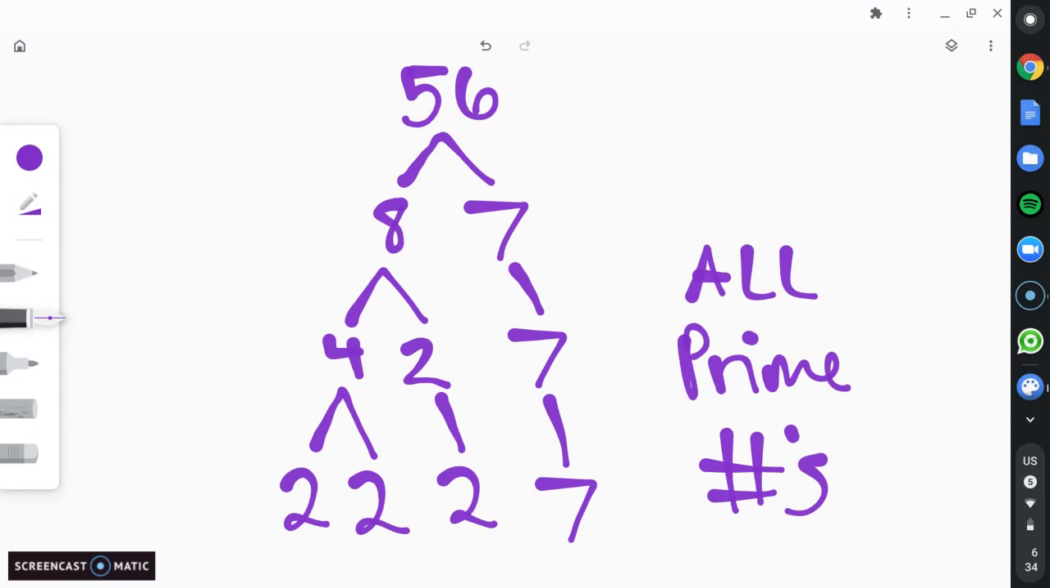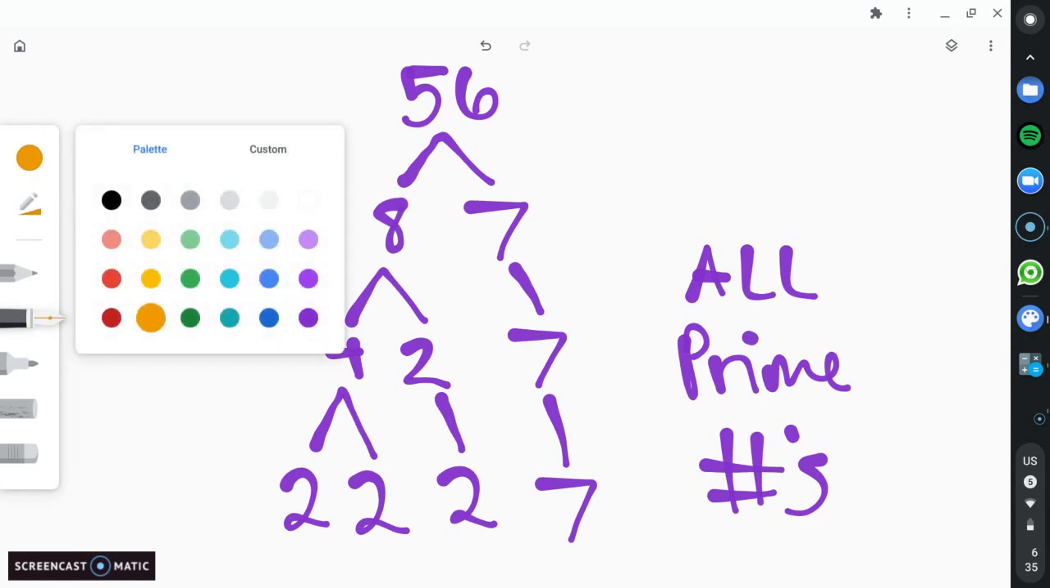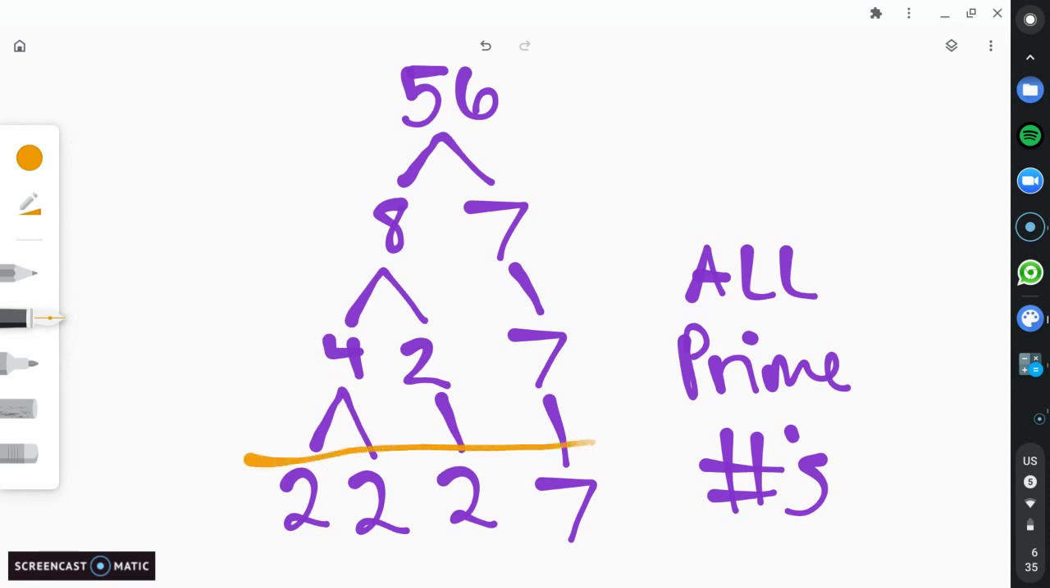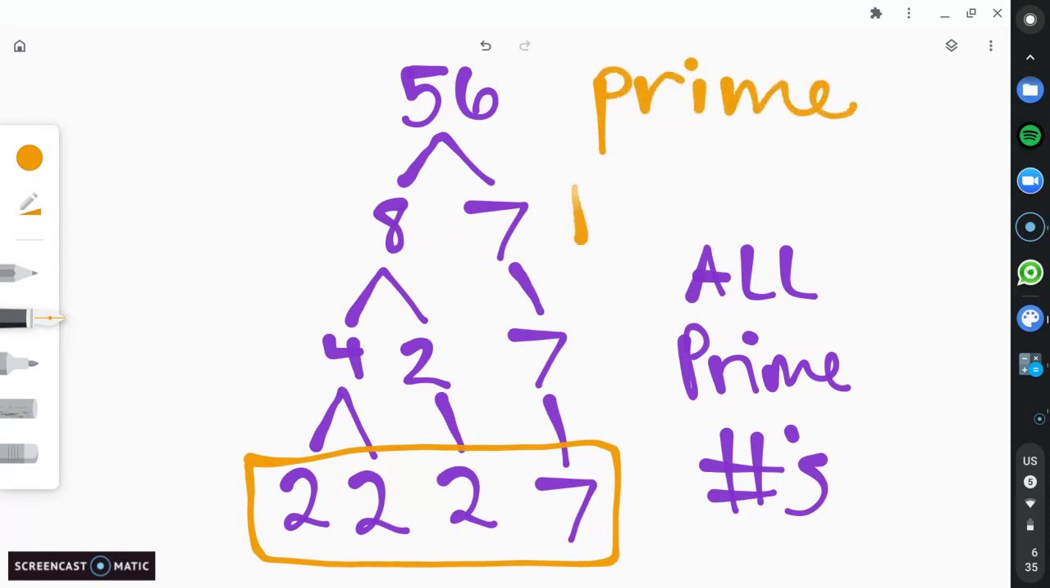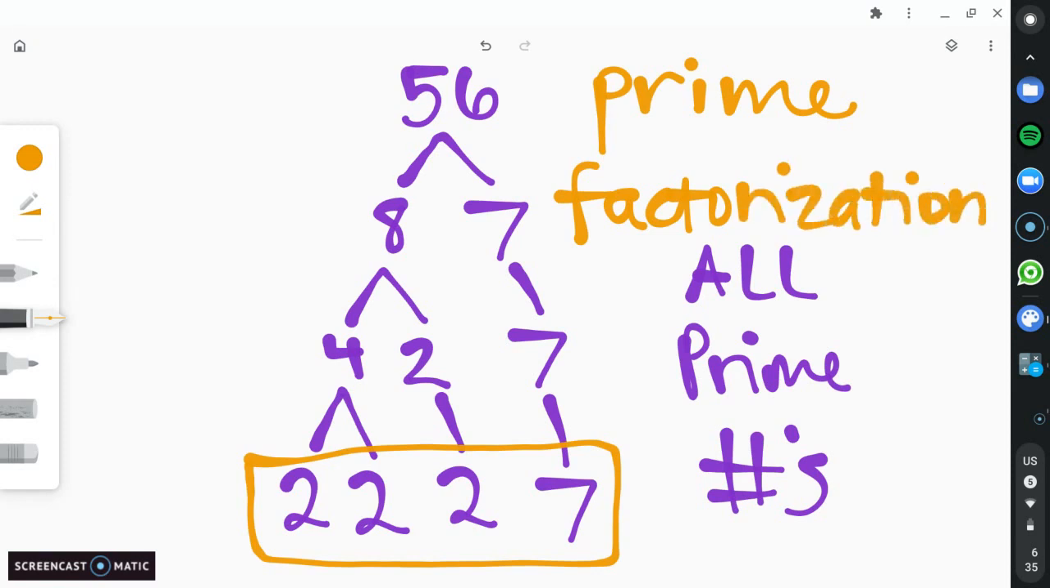Very good. Now, here is an interesting little trick. These numbers at the bottom, I'll box them. This is the prime factorization. I'll write that out. Prime factorization. That's the prime factorization of 56. But that's just a fancy word, and you don't have to worry about that.